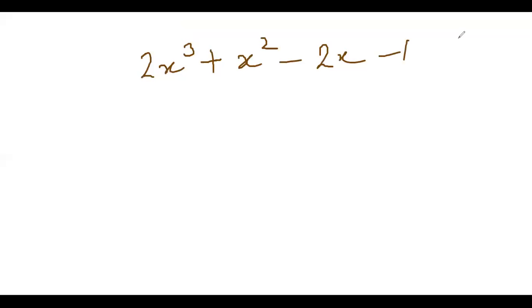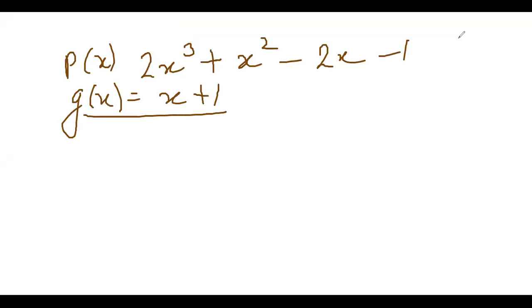So here we have been given the expression 2x cube plus x square minus 2x minus 1, and this is the given p of x. Here you are to tell, g of x is given here as x plus 1. So g of x is the divisor here, कि x plus 1 factor है या नहीं.